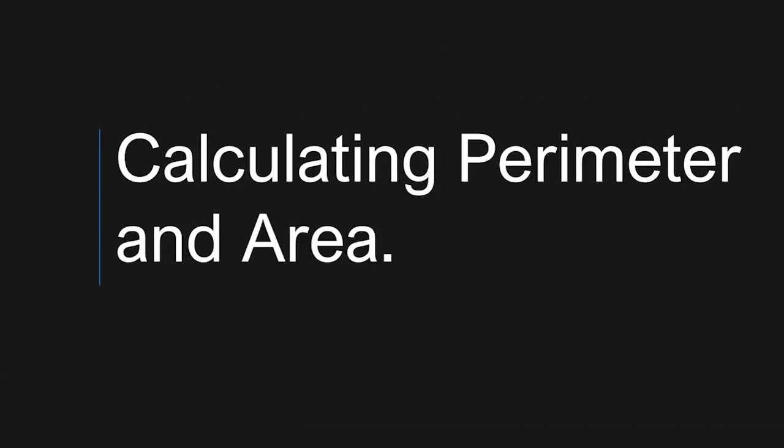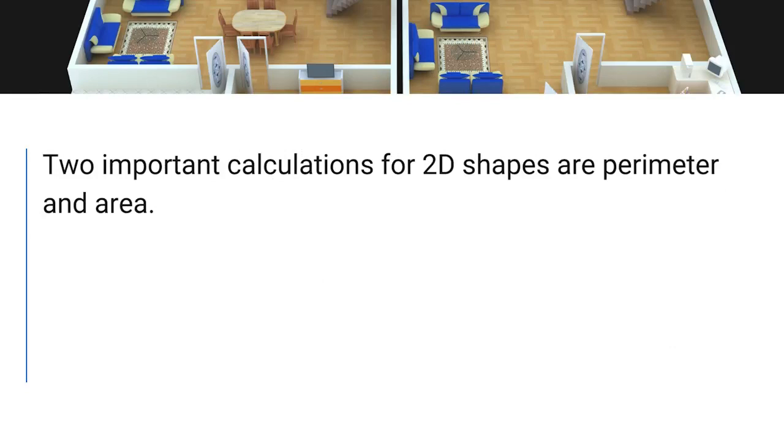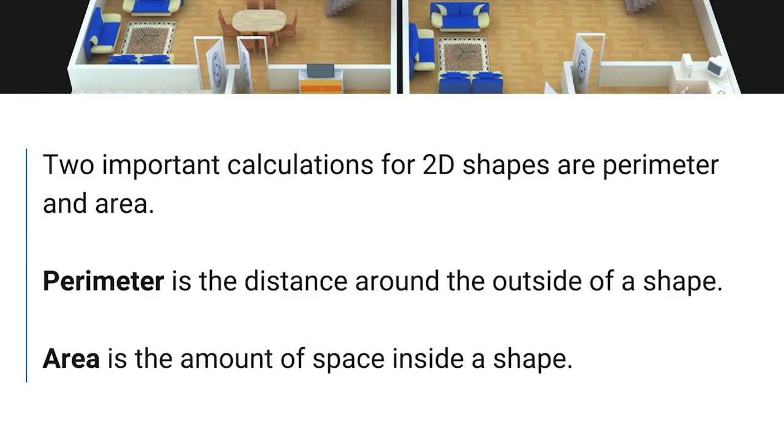Calculating perimeter and area. Two important calculations for 2D shapes are perimeter and area. Perimeter is the distance around the outside of a shape. Area is the amount of space inside a shape.